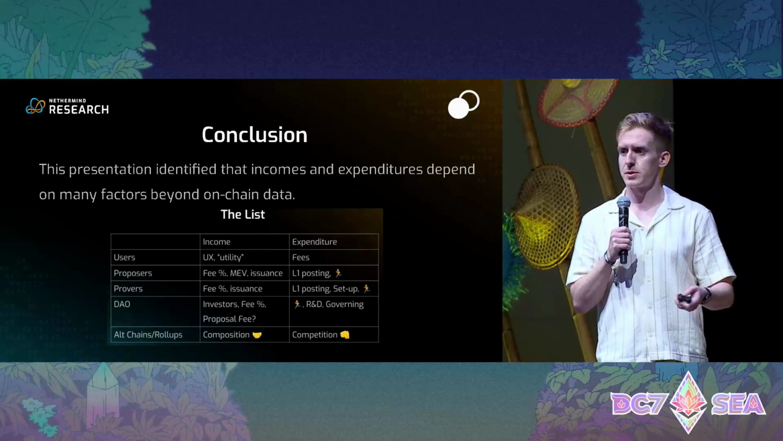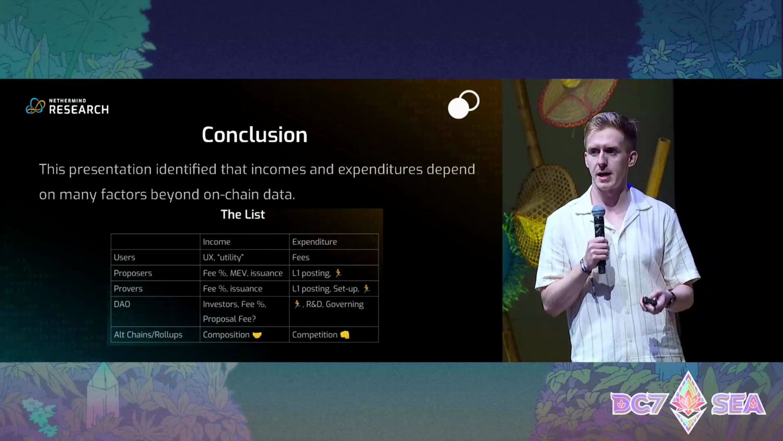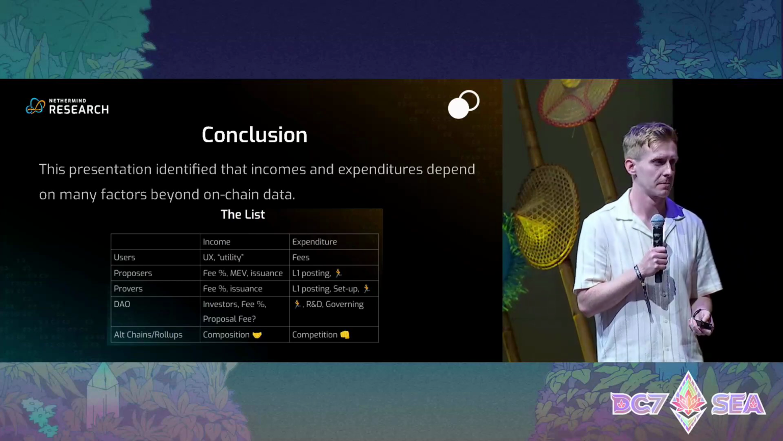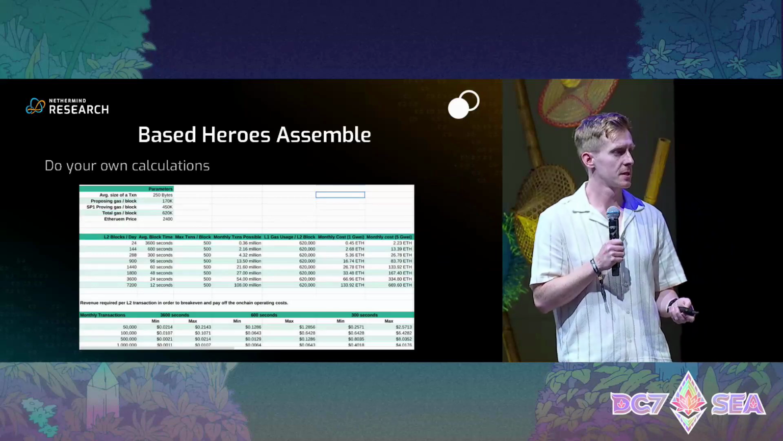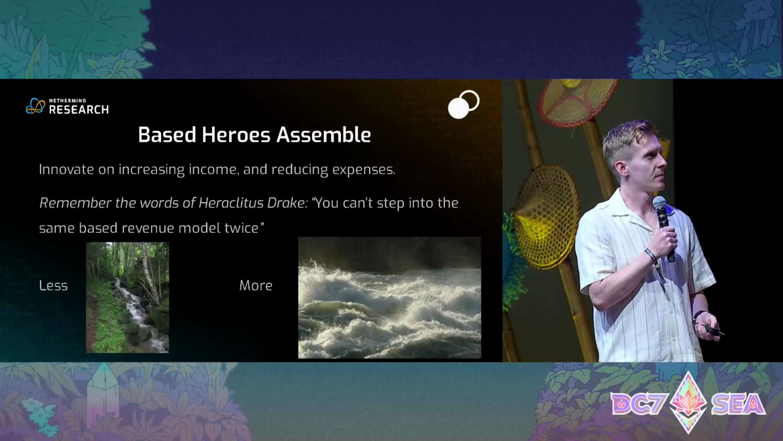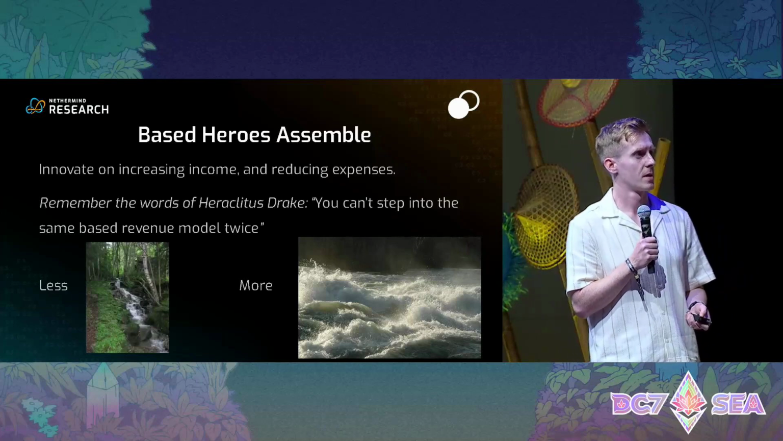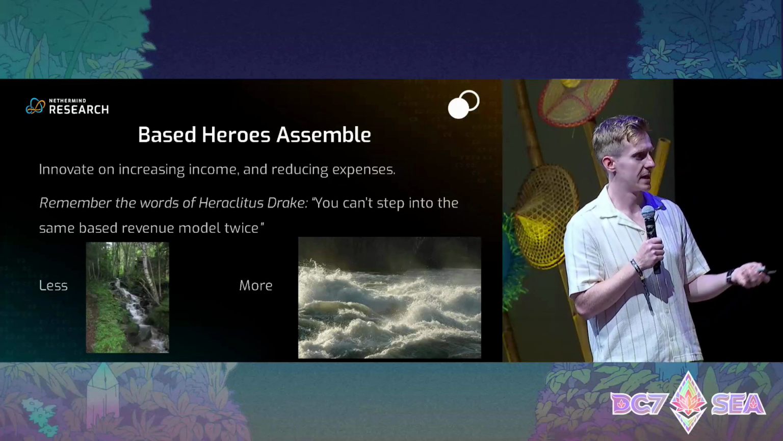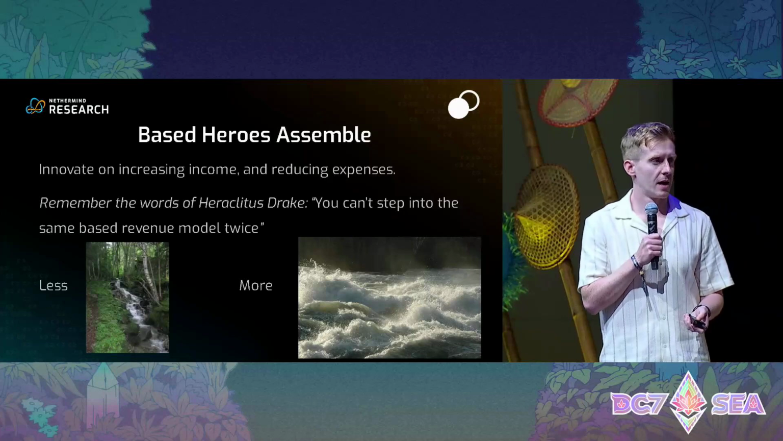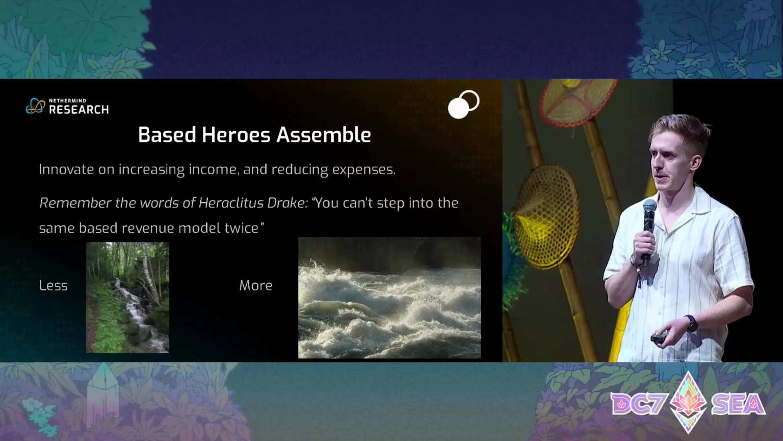So conclusion, when you're thinking about the revenue model for your base rollup, you want to basically tot up all of your incomes, take away all of your expenditures, and ask yourself, why am I playing this if I'm losing, and how can I play more of this if I'm winning? Base heroes assemble. So again, do your own calculations and innovate on increasing income and reducing expenses. So remember Heraclitus: you can't step into the same base revenue model twice. So we want to see less trickles and more waves crashing. All right. So thanks very much, and yeah, appreciate your time.